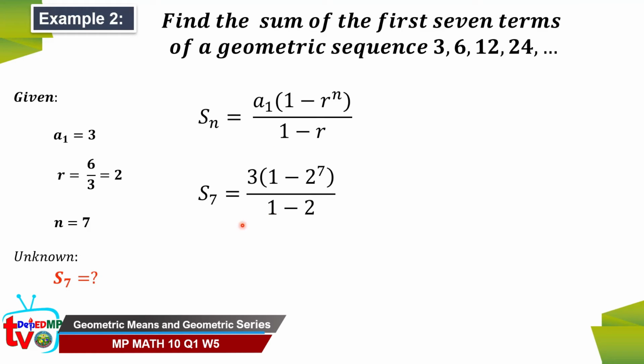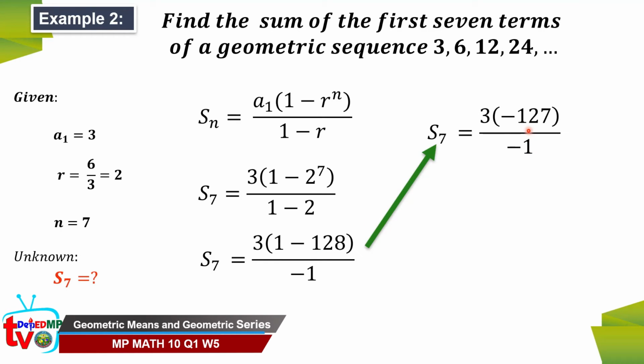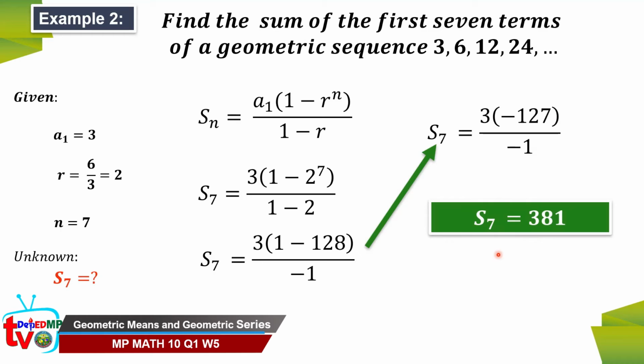Write the equation and substitute the given values. So we have the sum of the first 7 terms is equal to 3 times the quantity of 1 minus 2 raised to 7 divided by 1 minus 2. Simplify 2 raised to 7. Multiply 2 by itself 7 times and it will give us 128. So, combine like terms inside the parentheses. We have 1 minus 128 will give us negative 127. Multiply it to 3 and divide it by negative 1 will give us the sum of the 7 terms that is equal to 381.